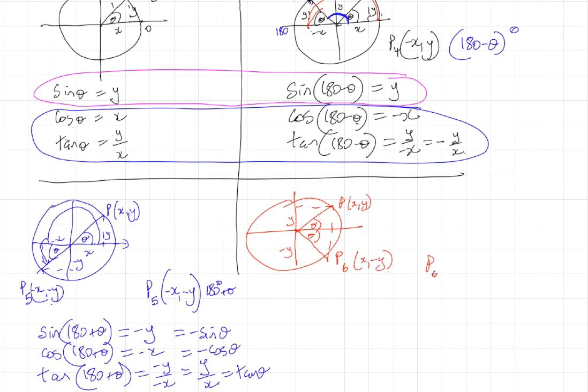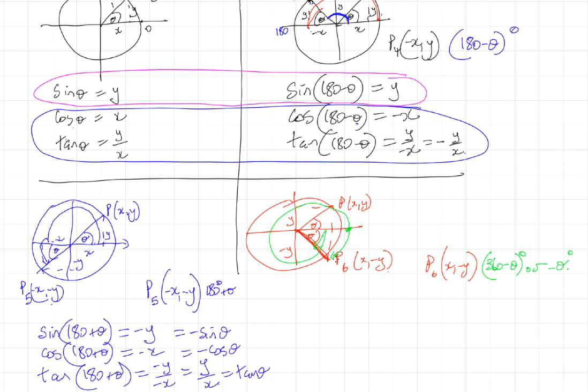So point P6 with a coordinate of x, negative y, what is the angle that P6 describes? It is as though you've gone all the way around to 360 and come back theta. So it'll be 360 minus theta. Or another way of looking at it is just starting at 0 and going in the negative direction for theta, which is just negative theta degrees.